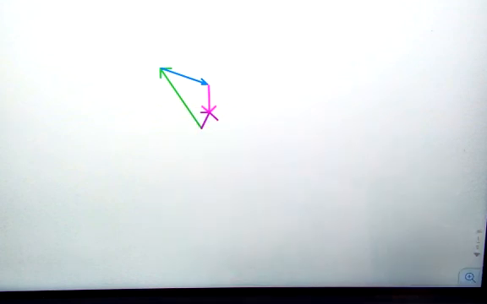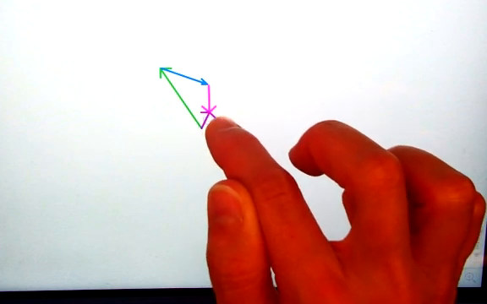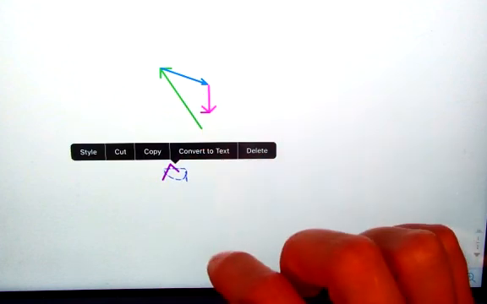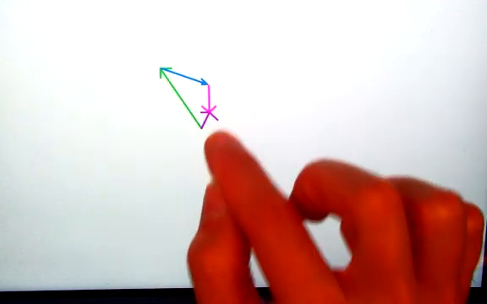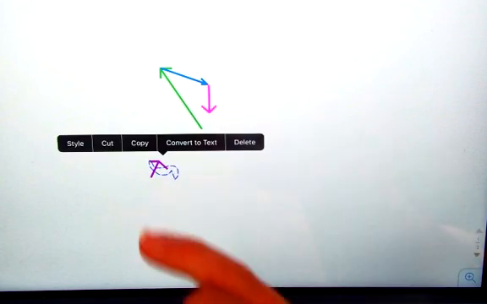All right, so here's my resultant vector in the purple. All right, so you're like, well, how do I know which order to go in? Because I went green to blue to pink. So let me circle this guy here, get this out of the way. All right, so this is my resultant vector.